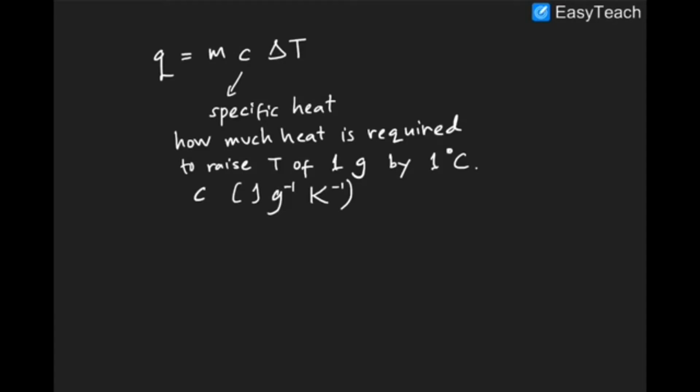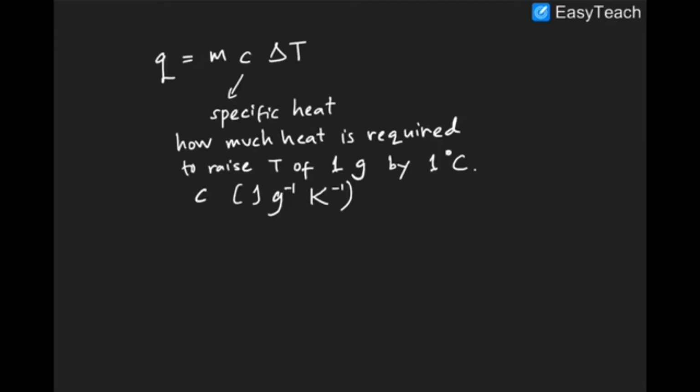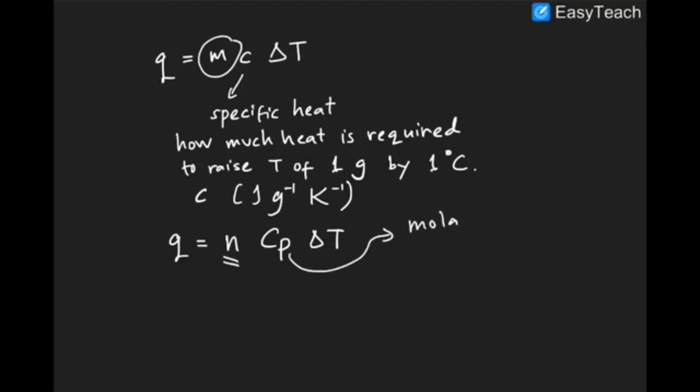Now, another way to express heat is using the mole instead of the mass of the material. So Q is equal to n, in this case Cp ΔT, where n now is mole, and you use this instead of the mass, and Cp is what we call the molar heat capacity.